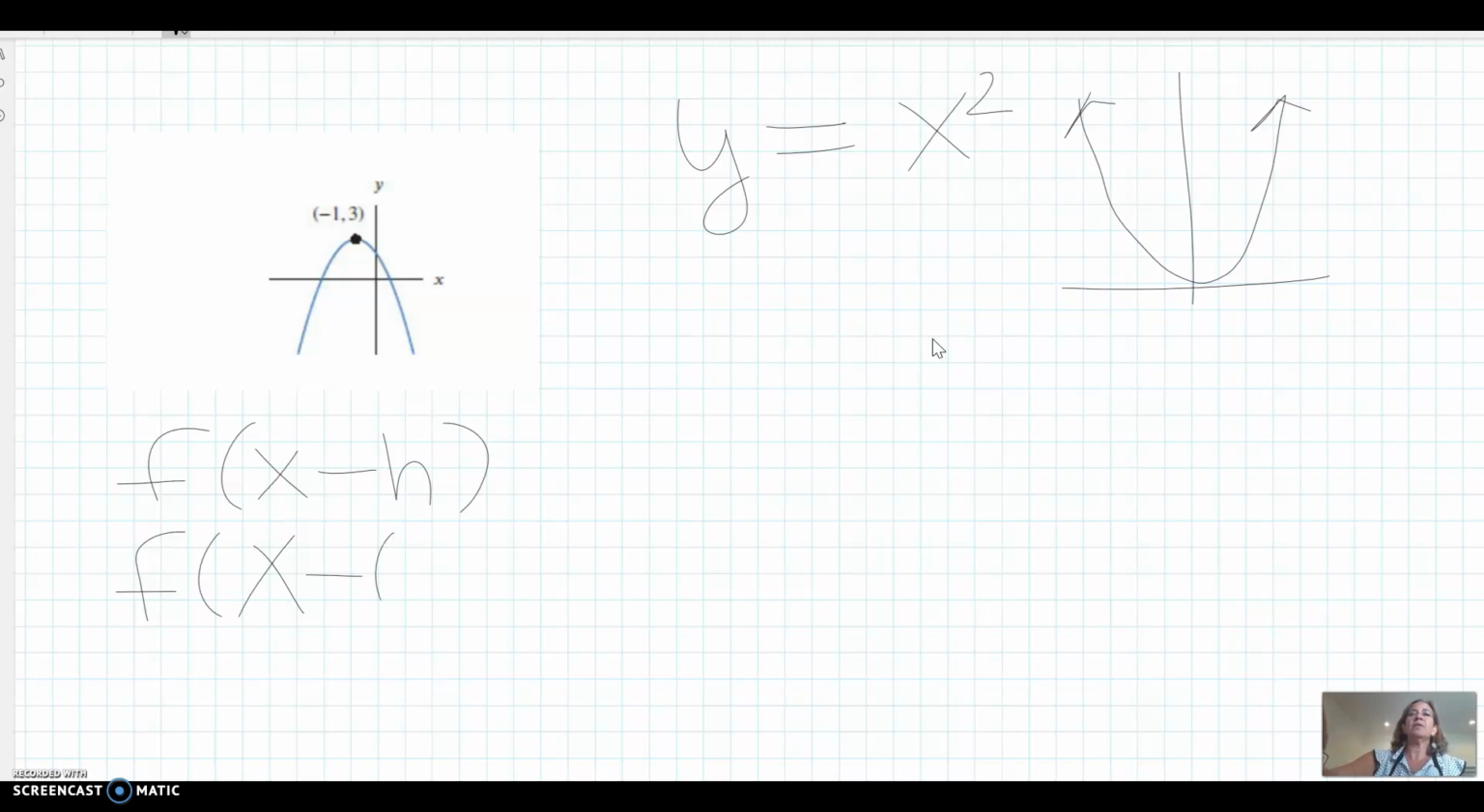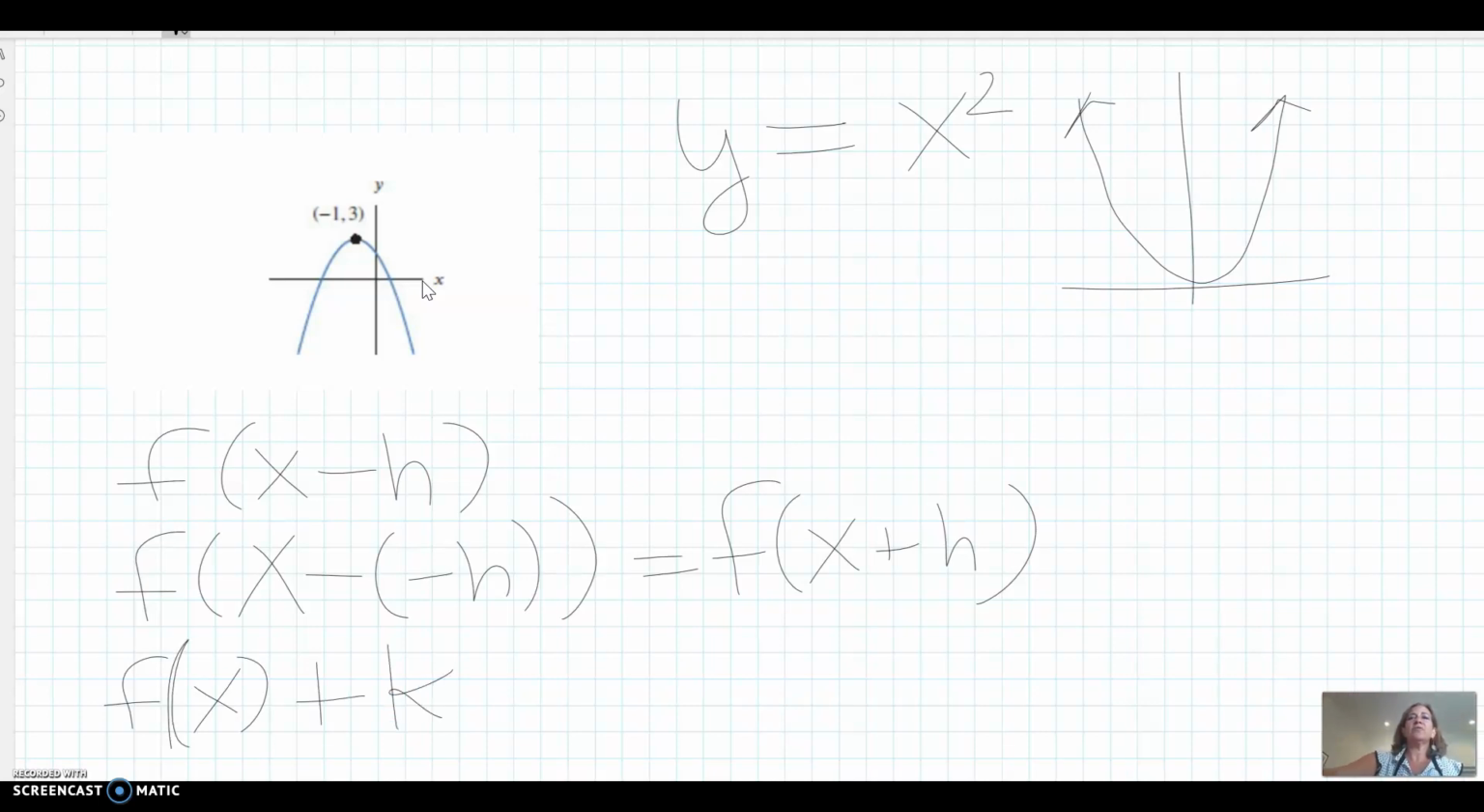If I want to go to the left, I would be subtracting a negative h, which ends up looking like plus h. So if I want to shift 1 unit to the left, I want to change my input from x to x plus 1. If I want to shift up and down, remember that means you take your original output, your f of x, and you just add that shift up or down. So this is for shifts horizontally, and this is for shifts vertically. So in this case, I'm going to do minus a negative 1 inside the x in order to shift it to the left, and then I'm going to add 3 to the resulting thing.